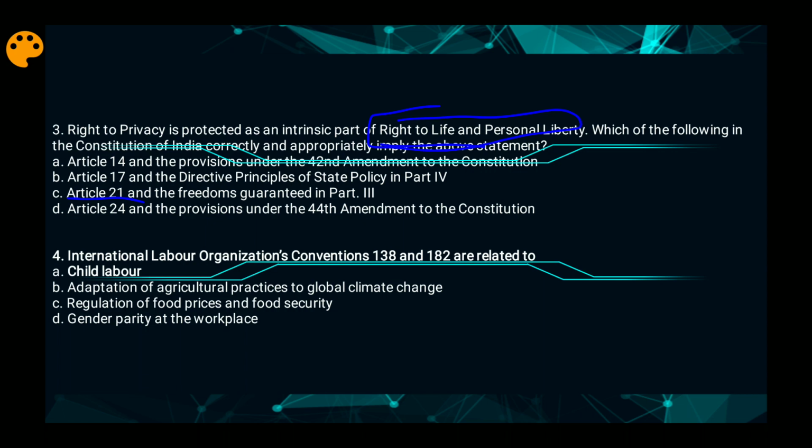Question number 4: International Labour Organization Conventions 138 and 182 are related to child labor. Convention number 138 says that children shall not be eligible to work in any kind of industrial work which is hazardous to their health till they attain the minimum age of 15, or till the completion of their elementary education. And 182 prohibits children from working in the worst forms of labor. So these are the two conventions of the International Labour Organization related to child labor.